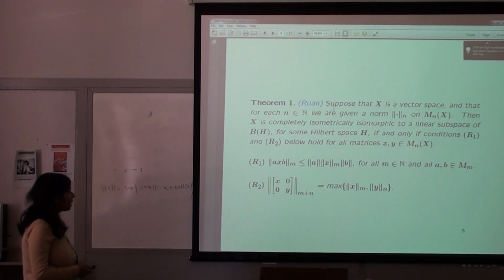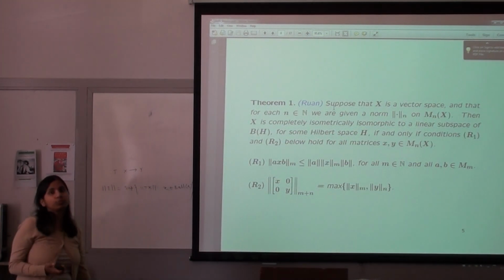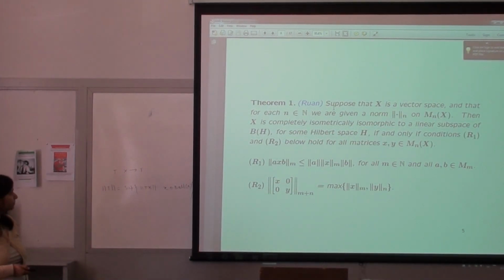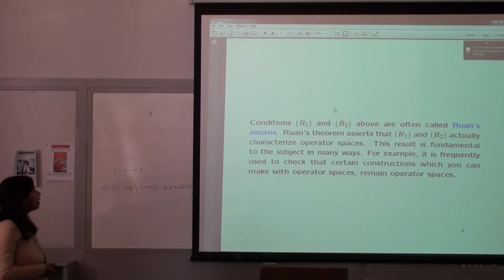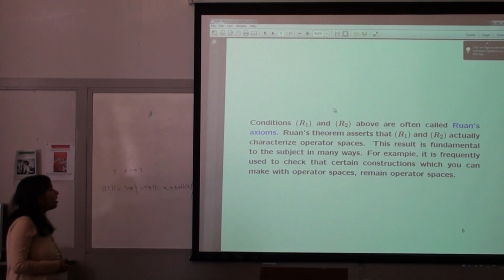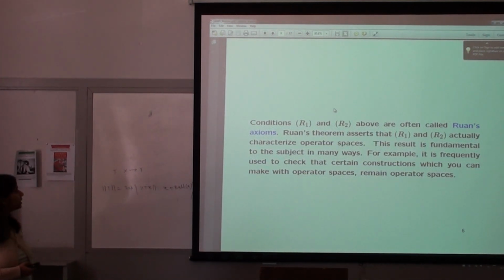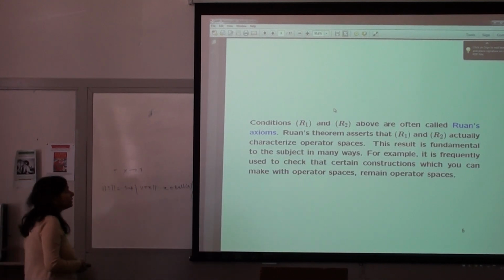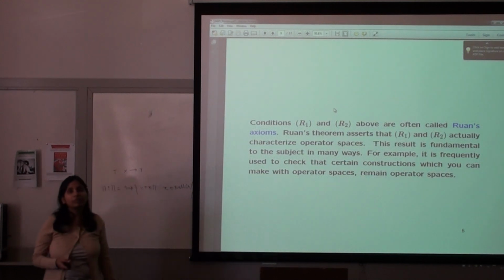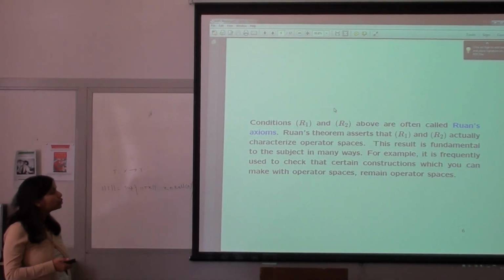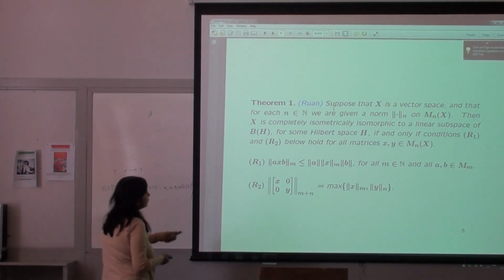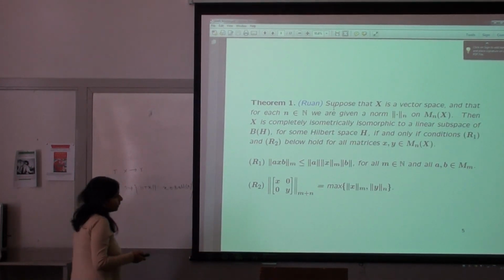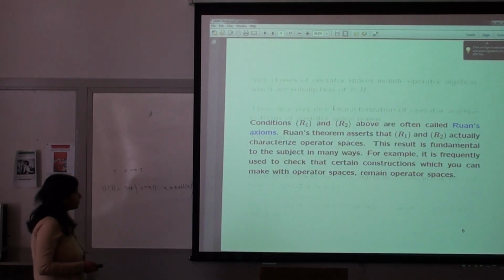This was a very convenient criterion to check if something is an operator space, or if you have to prove something is an operator space. Conditions R1 and R2 are called Ruan's axioms, and Ruan's theorem says that R1 and R2 actually characterize operator spaces. This result is fundamental to the subject in many ways. For example, it is frequently used to check that certain constructions you can make with operator spaces remain operator spaces, for example direct sums, or quotienting an operator space by a subspace. Is it still an operator space? All you have to do is check these two conditions. If it satisfies these two conditions, then it will be an operator space.